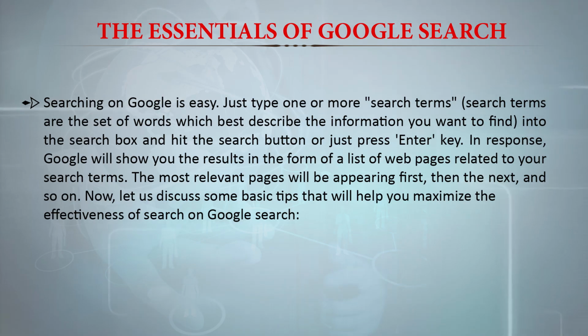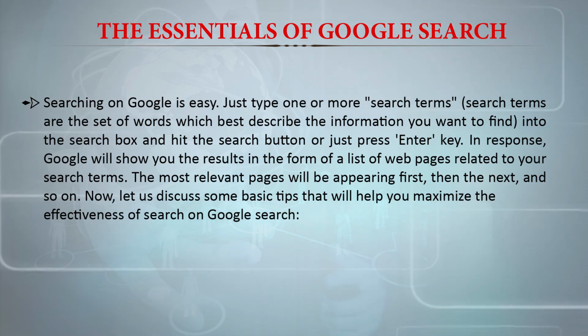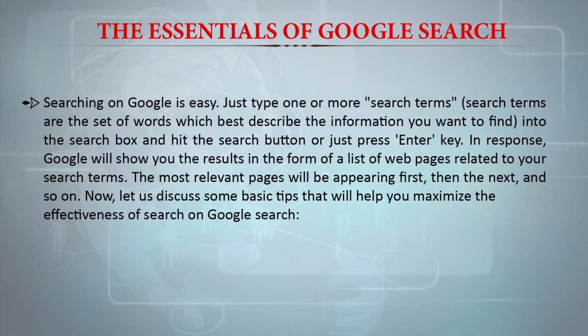So, these search terms are to be typed into the search box and hit the search button or just press the enter key. In response, Google will show you the results in the form of a list of web pages related to your search terms. The most relevant pages will appear first, then the next, and as the relevance goes down, those pages will come at the fag end.